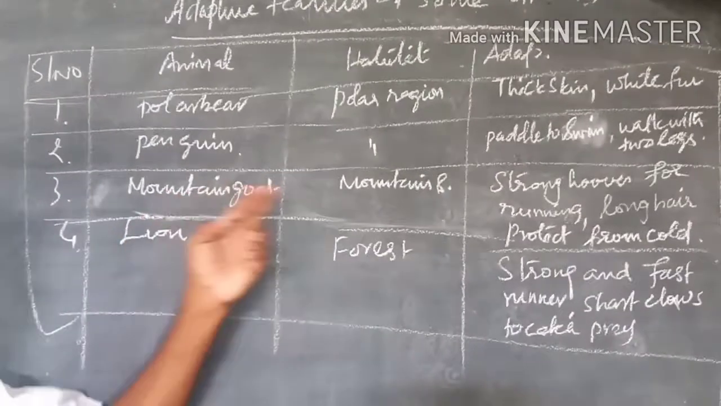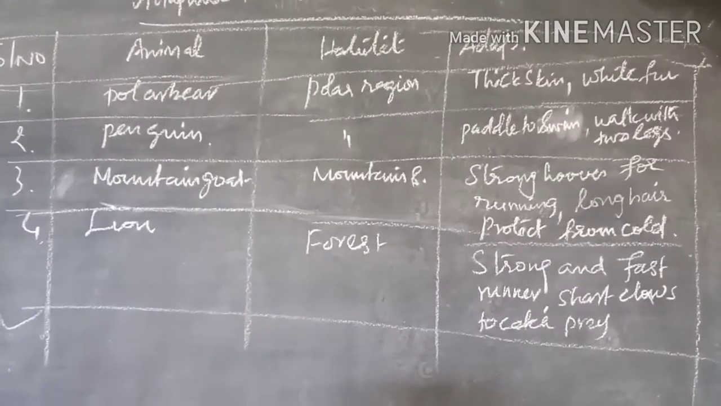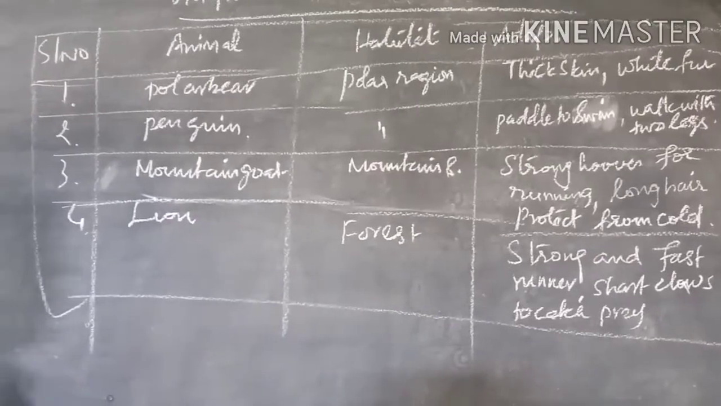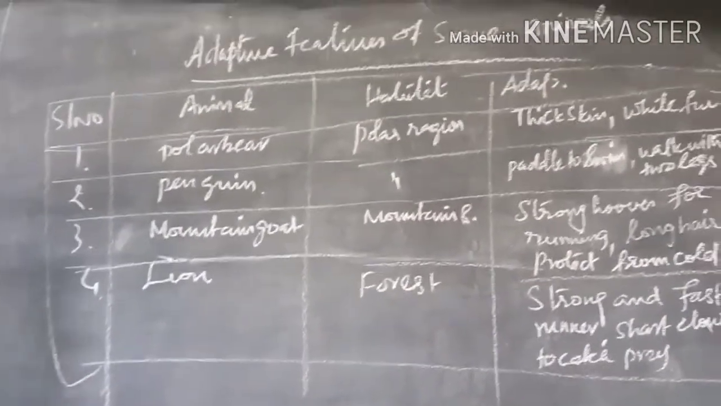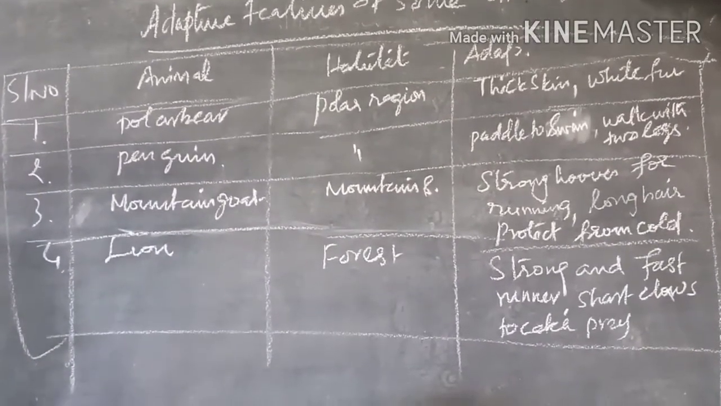The mountain goat, living in mountains, has strong hooves for running, and long hair to protect from cold. The fourth one is the lion, living in the forest, a strong and fast runner, with short claws to catch prey.